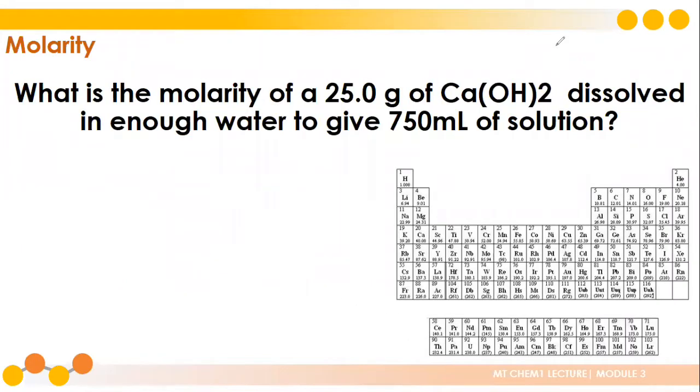For our third problem, we have here: what is the molarity of 25 grams of calcium hydroxide dissolved in enough water to give 750 ml of solution? For this one, we have to write the given first. We have 25 grams of calcium hydroxide, so simply write it, and then we have our 750 ml of solution.